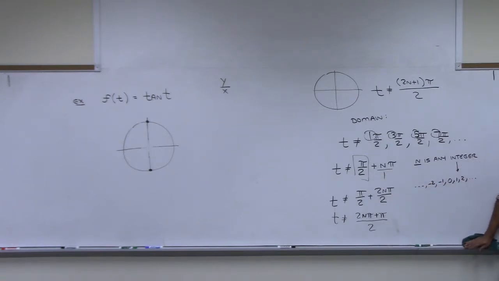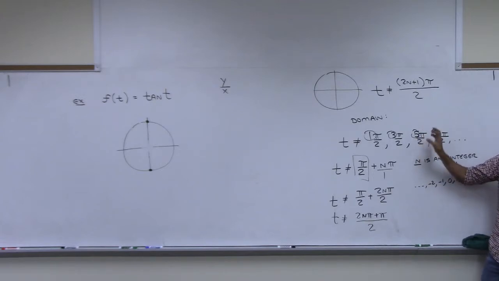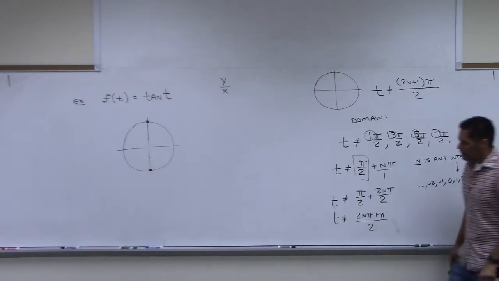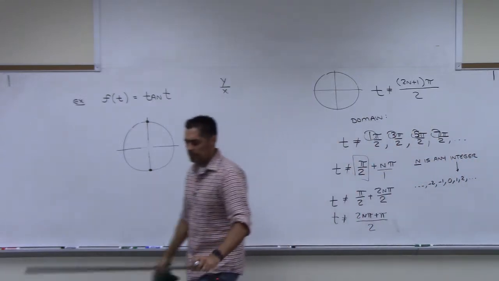If you take Cal 2, you spend time doing what's called sequences and series, where you have to generate a list of numbers like this, so you have to be able to take that and write it in a formula like that. So it's good to see it now anyway. All right, that was just the domain.